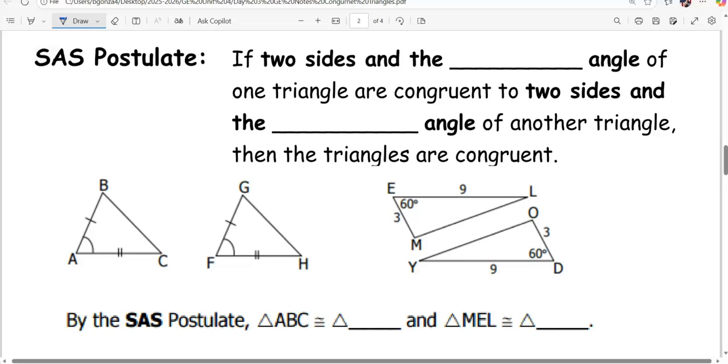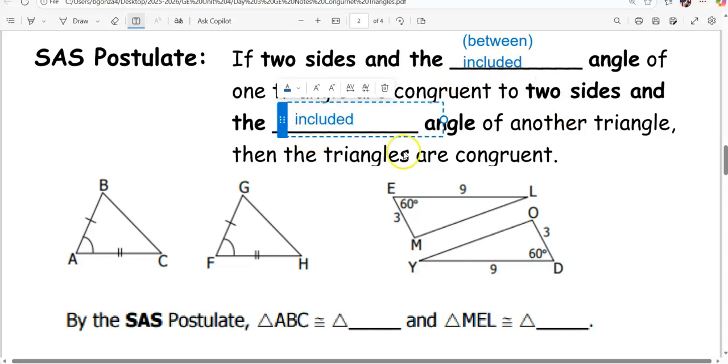Anyways, side angle side. So if two sides, go ahead and write this down, and the included angle. Included. What does included mean? To be between. Like in the loving arms. So if you're included, you're in between. So if you got two sides and there's an angle in between them, that's congruent to another triangle with two sides and the included angle in between them, then the triangles are called congruent.